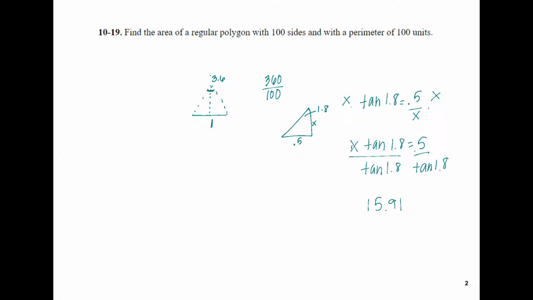If I take that height, multiply it by my base, divide by 2, I get approximately 7.955, which is 7.96. I have 100 of these triangles in my figure, so 7.96 times 100 would give me an area of approximately 796 units squared.